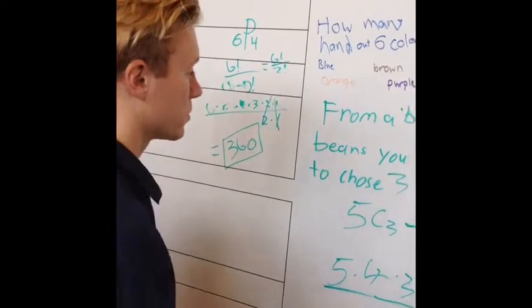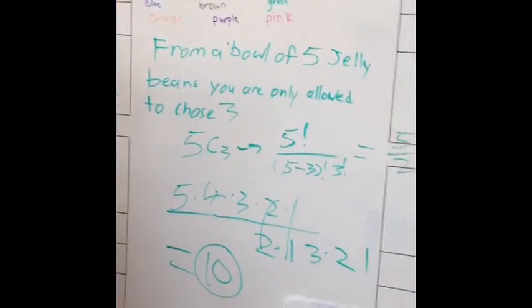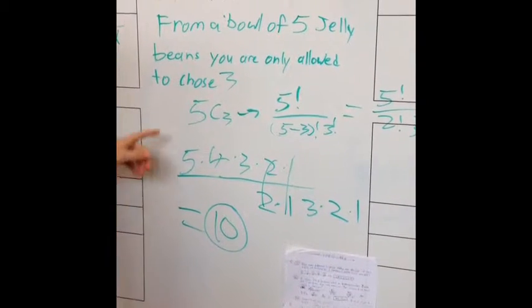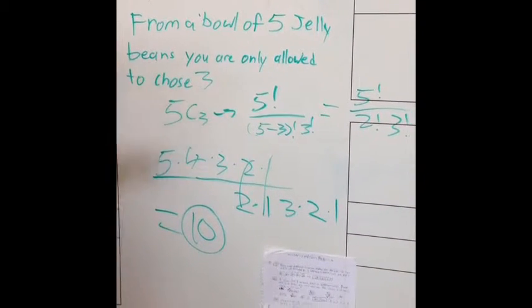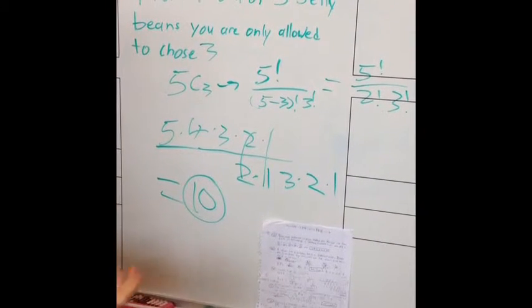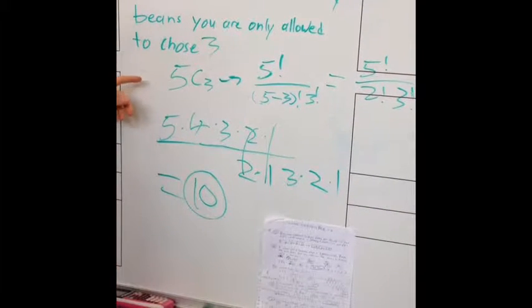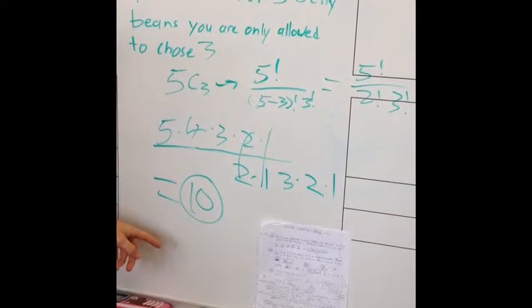Okay, so for combinations, we wrote down: from a bowl of 5 different jelly beans, you are only allowed to choose 3. So the order doesn't matter because you're taking jelly beans and mixing them up in a bowl. So this is an equation for that.